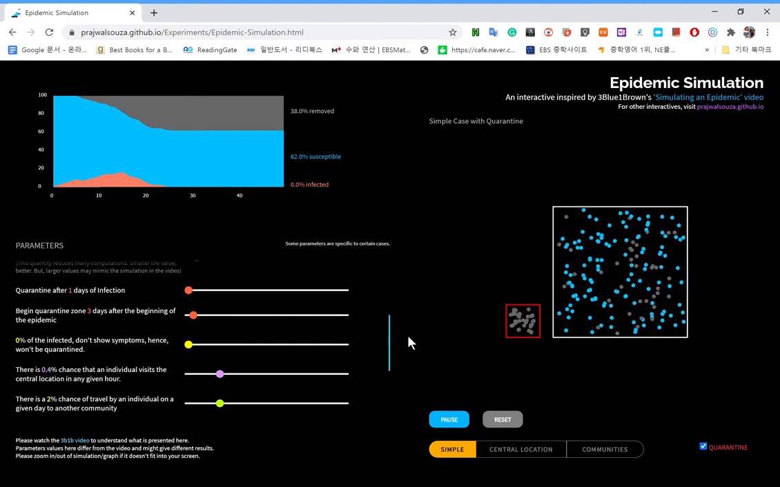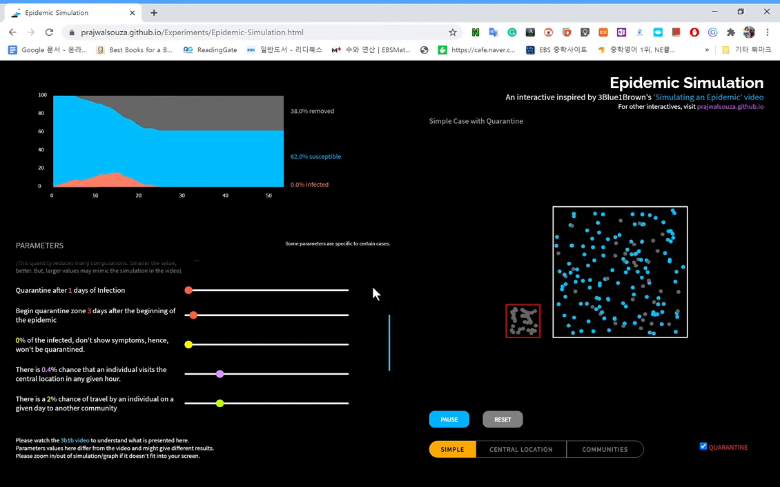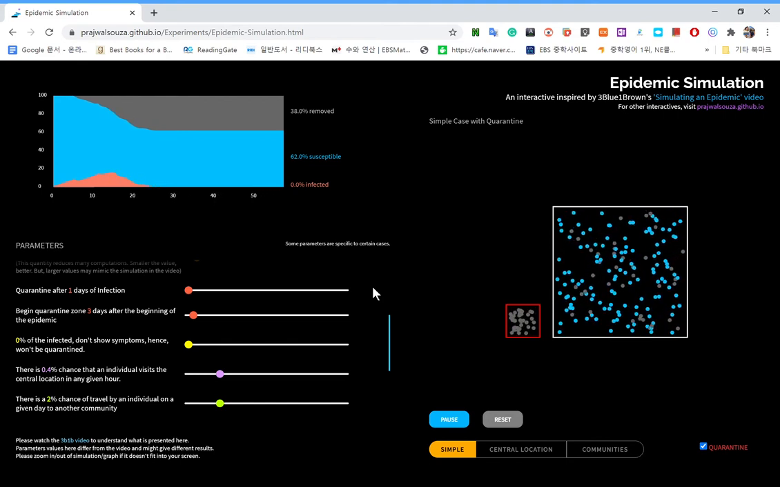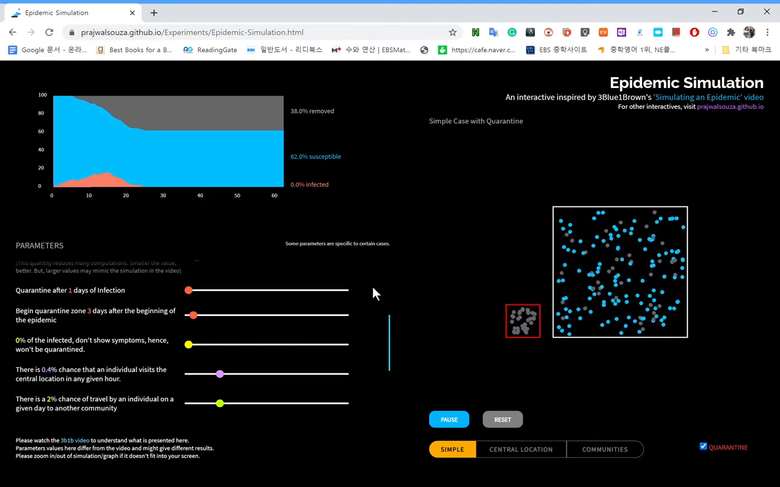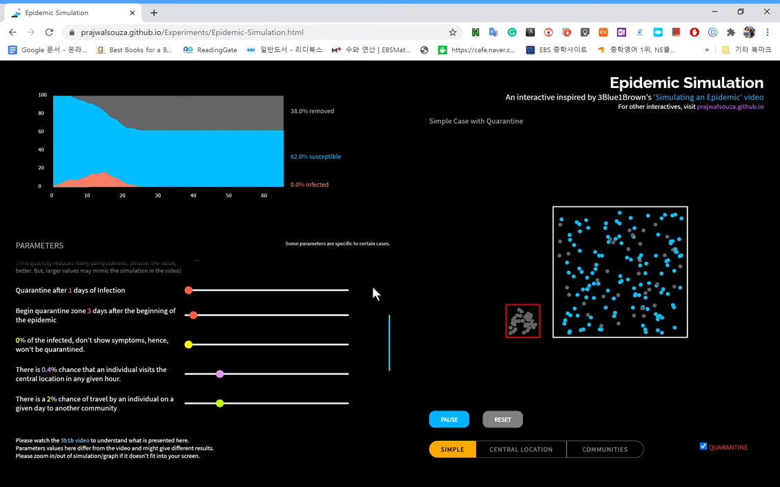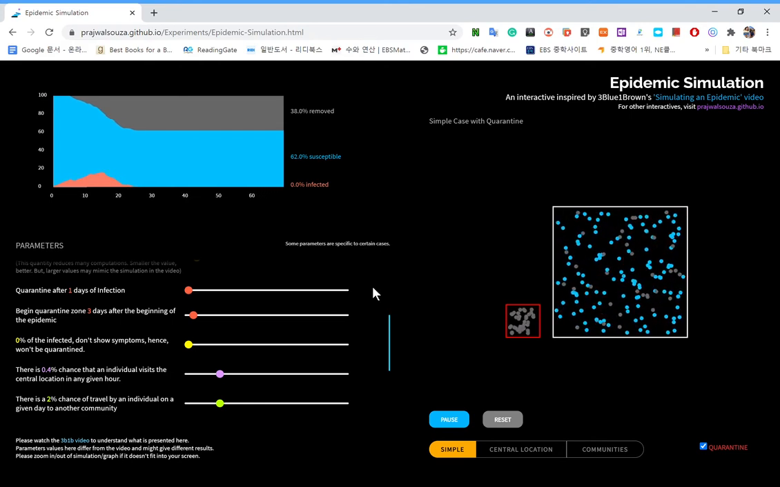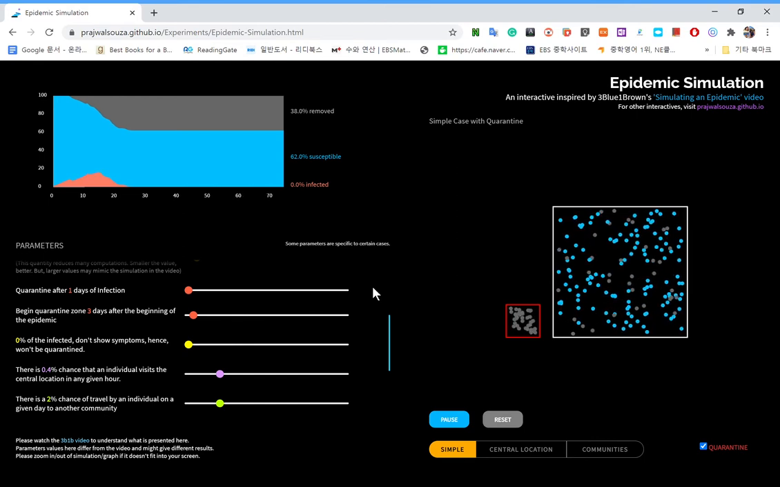Because most diseases require close contact, which means they can't spread without dating, you know, romantic stuff, sharing a drink, etc.